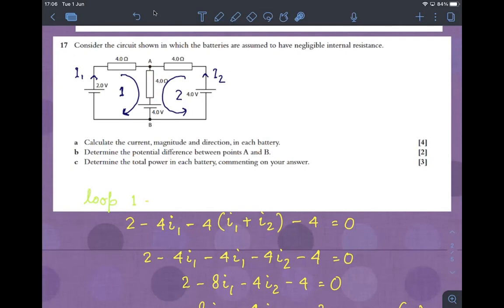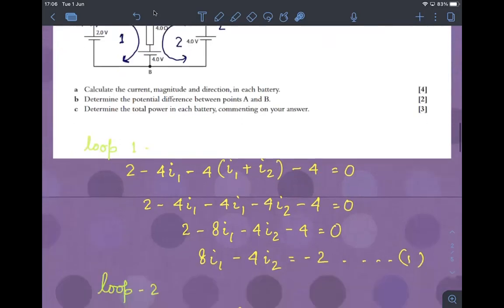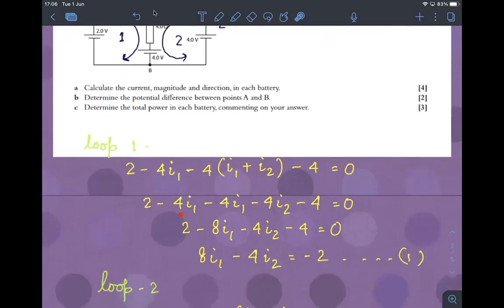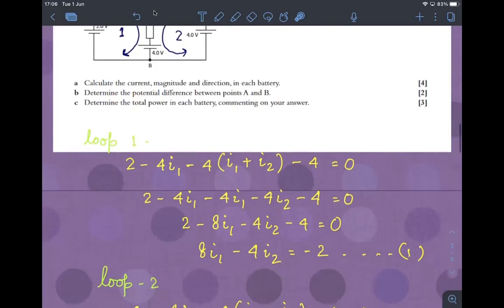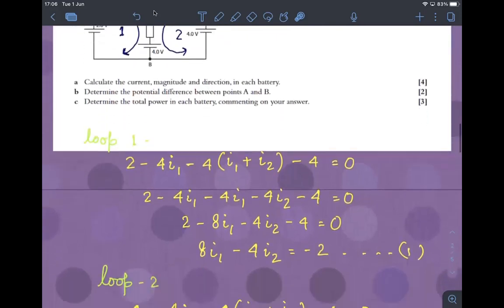And then look here, as the current is entering here, as you're moving here, at this point, you're going from positive to negative. This is the positive terminal of the battery, and this is the negative terminal of the battery. So there is a voltage drop. So that's negative 4. Now rearrange the equation. 2 minus 4I1 minus 4I1, solve this. Minus 4I2 minus 4 equals 0. And you get the equation 8I1 minus 4I2 is equal to negative 2. That's your first equation for loop number 1.